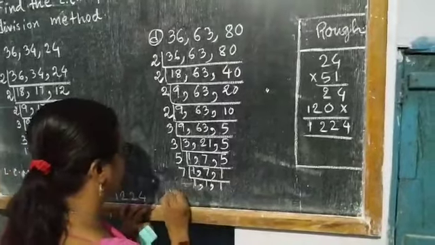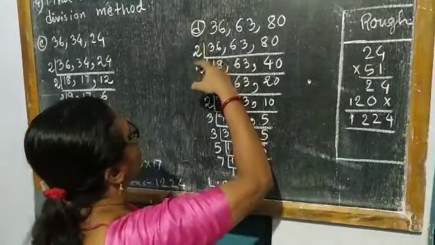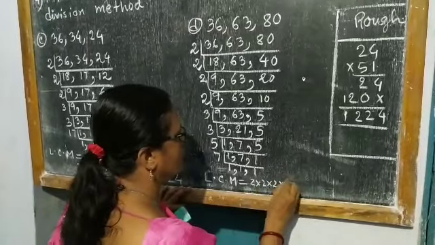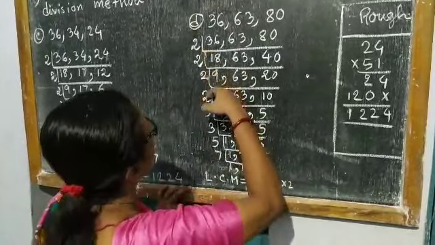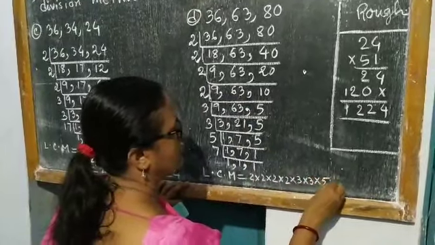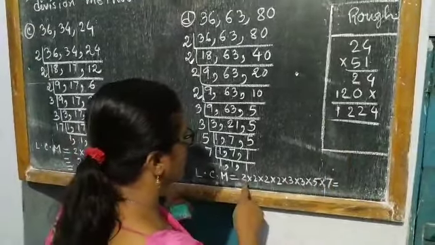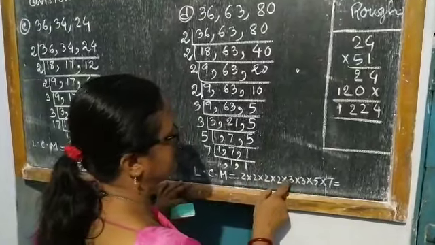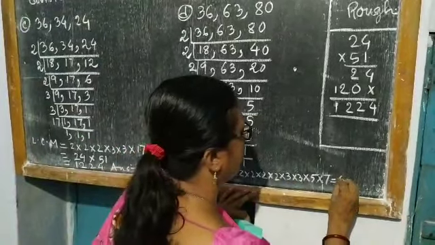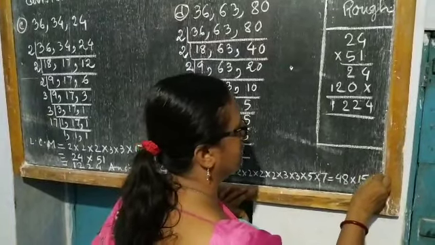So the LCM is equal to, how many 2's are there? 1, 2, 3, 4. 2 into 2 into 2 into 2. Then how many 3's? 2 3's are there. Then 5 into 7. So 2 2's are 4, 4 2's are 8, 8 2's are 16, 16 3's are 48. Now 48 into 15 into 7.